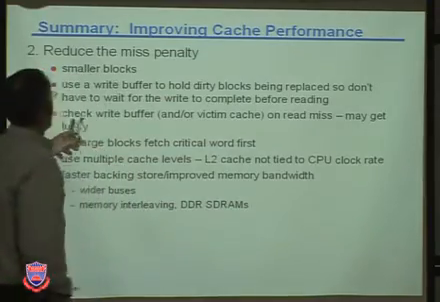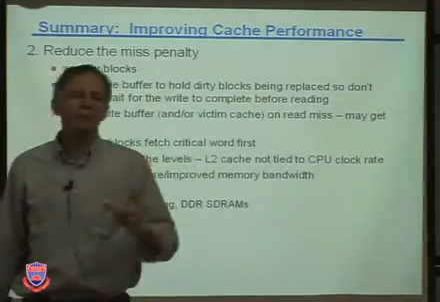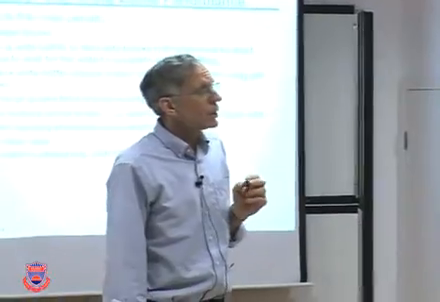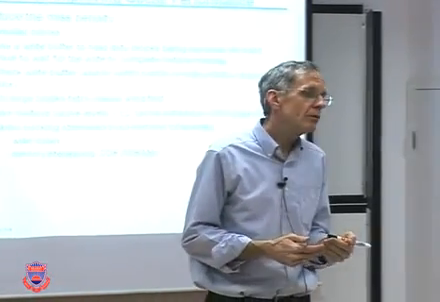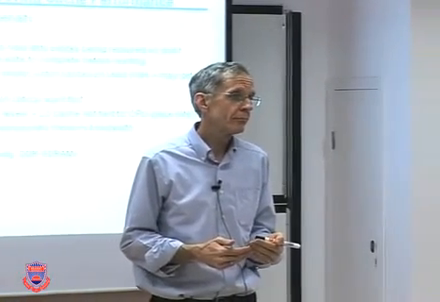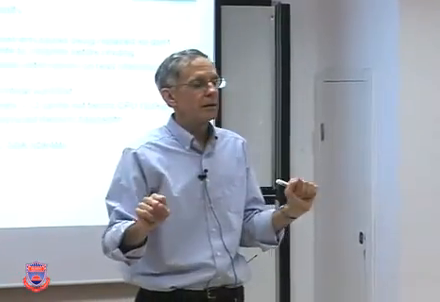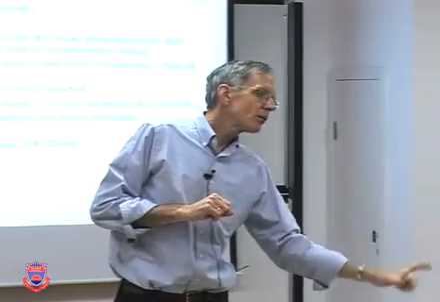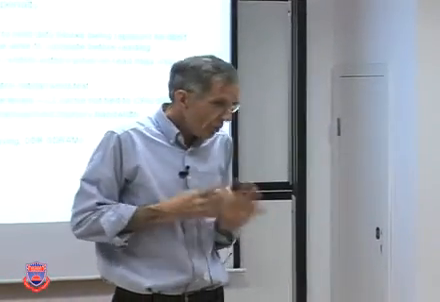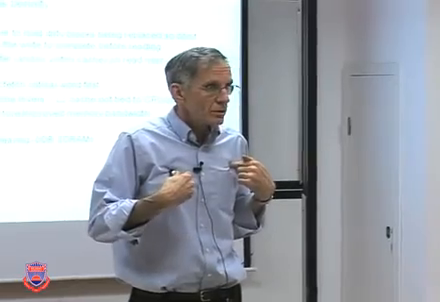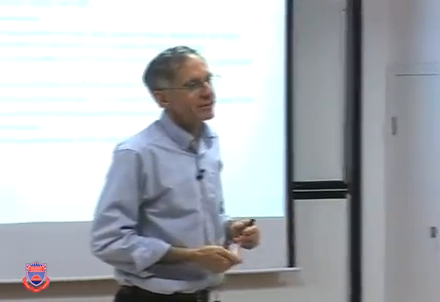Check the write buffer on a read miss. Think about this. You try to read it, and it's not there. So normally, what would be the thing to do? Get it from the lower level. Bring it up, miss penalty. Why would checking the write buffer be an interesting thing to do? Remember, who puts things in the write buffer? You do. So you don't remember what you put there, but looking could have what possible benefit?